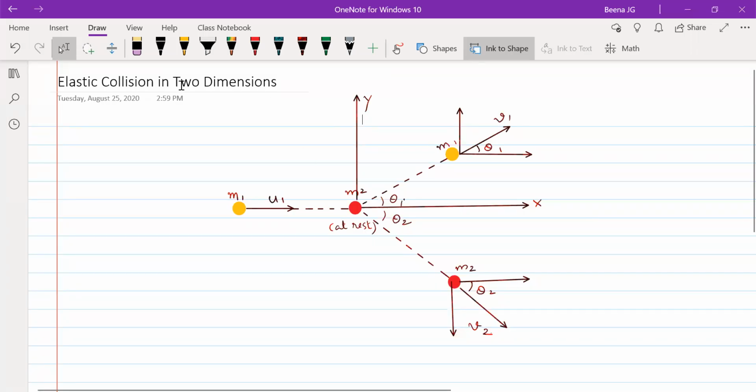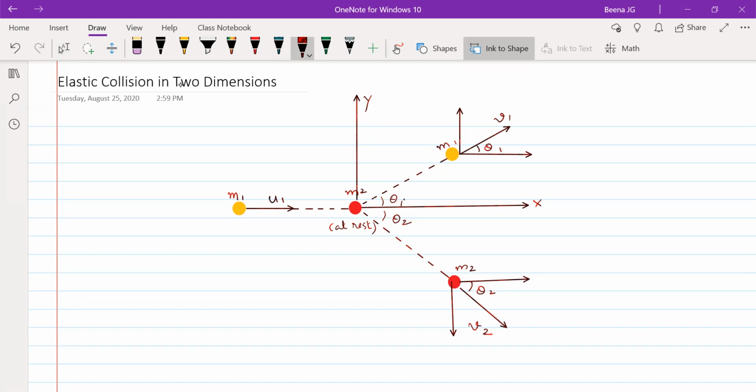Now in this topic, we are going to study elastic collision in 2 dimensions. Previously, we have done elastic collision in 1 dimension and we have calculated how the particles will be behaving after collision. That is, we have calculated the velocities of the particles after collision. Now we are considering 2 dimensions.